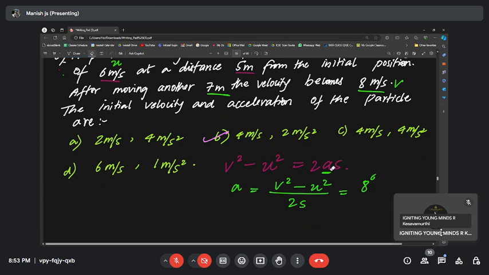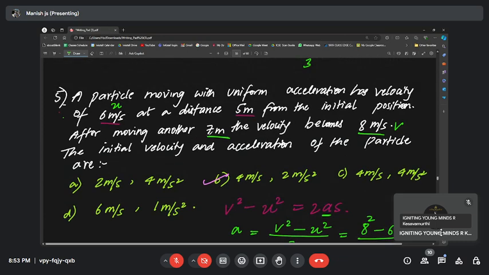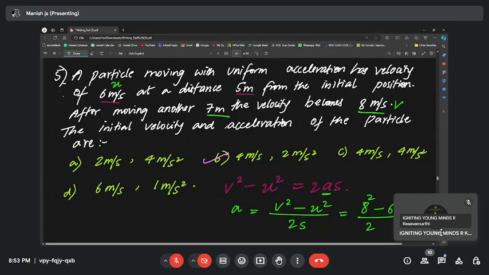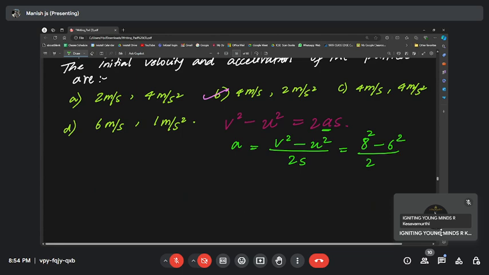Okay, so you have 8 squared minus 6 squared upon 2 into s. What is the value of s? Because you have the value of s as 7 meters, you will not take 5 meters. You should be very careful. It is 7 meters because that is where the velocity is changing. For the next 7 meters, they are clearly specifying after moving another 7 meters. So it's clearly specified in the question. So you will take s as 7 meters. So 2 into 7.